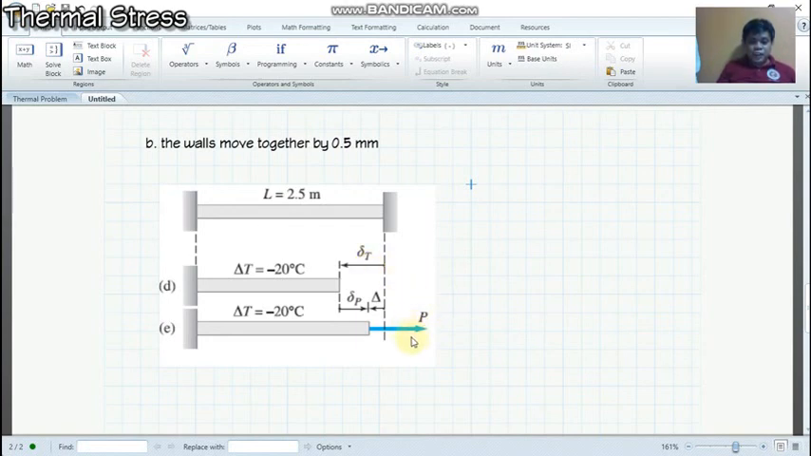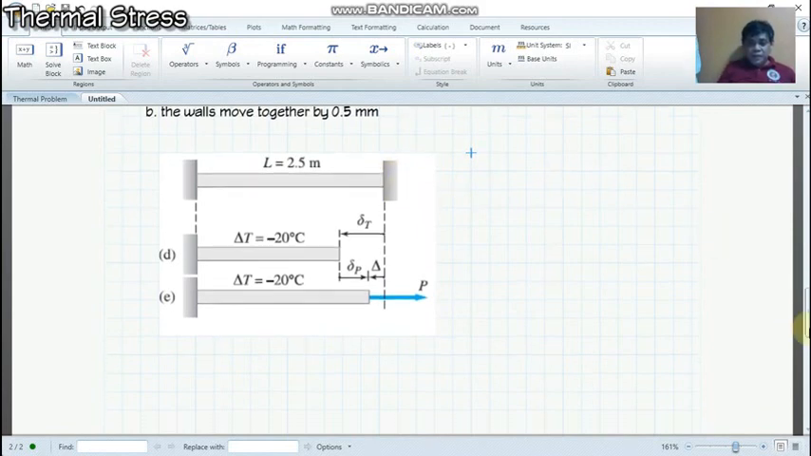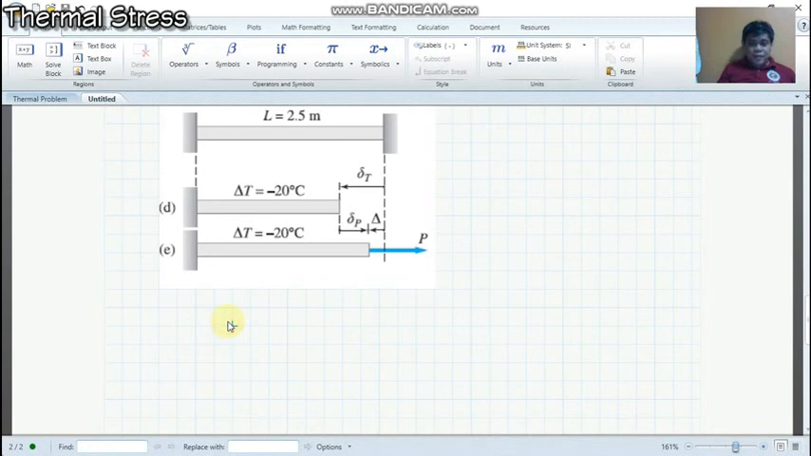So your force P will only produce a deformation up to this portion. So you have a smaller value of force compared to the previous situation wherein the walls are rigid. So from the picture, we can already determine the relationship of your thermal contraction to the contraction due to the tensile force P.